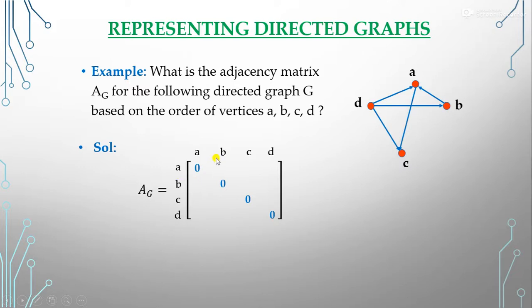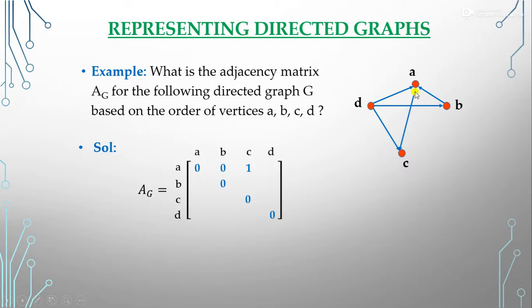Now A to B. Do you have the connection A to B? No, we do not have the connection A to B. We have the connection B to A, because the direction of the edge is B to A, not A to B. So we have to put 0 here. Wherever we have a direction, we put 1, otherwise we put 0. Right? Now A to C. Yes, the direction of the edge is A to C, so we have to put 1 here.